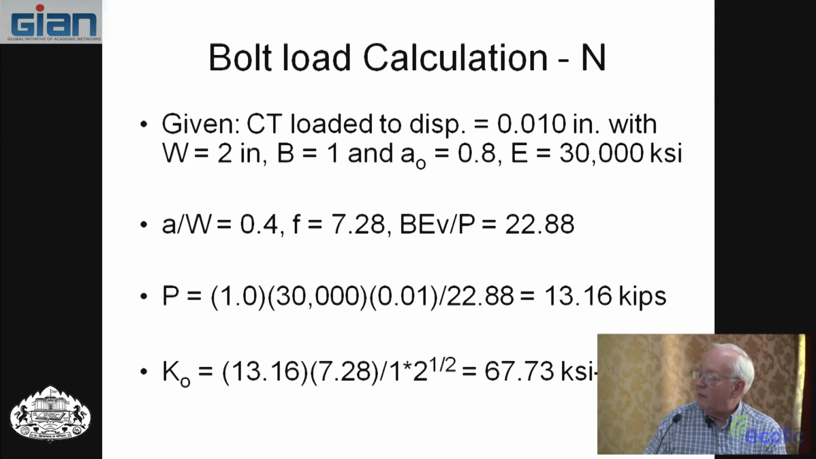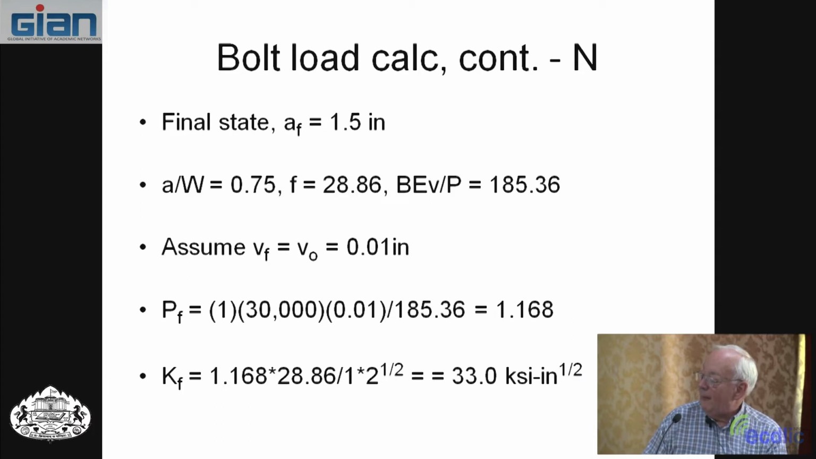and you pretty much do these calculations after the fact because you can't get the initial crack size until you break it open. But anyway, you put that in the environment chamber, and then you calculate the K with F and a BEV over P. You back out a P and get a load, and then get the initial K. And then after you take it out of the chamber, you measure the final crack and assume the same displacement and back out the load from that and then the final K.